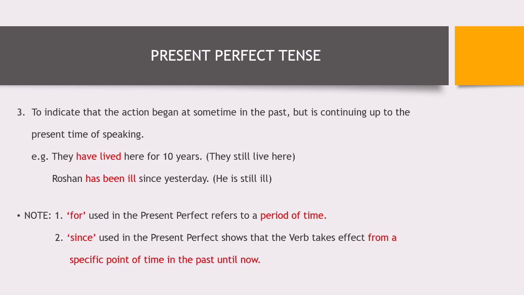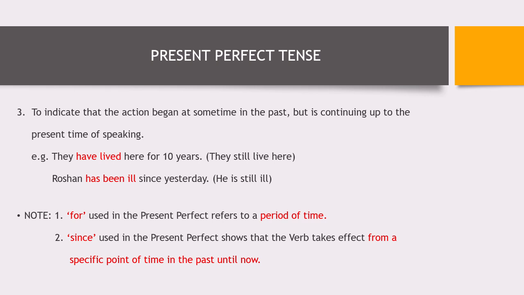Present perfect tense. 3. To indicate that the action began at some time in the past, but is continuing up to the present time of speaking. For example, they have lived here for 10 years. They still live here. Roshan has been ill since yesterday. He is still ill.